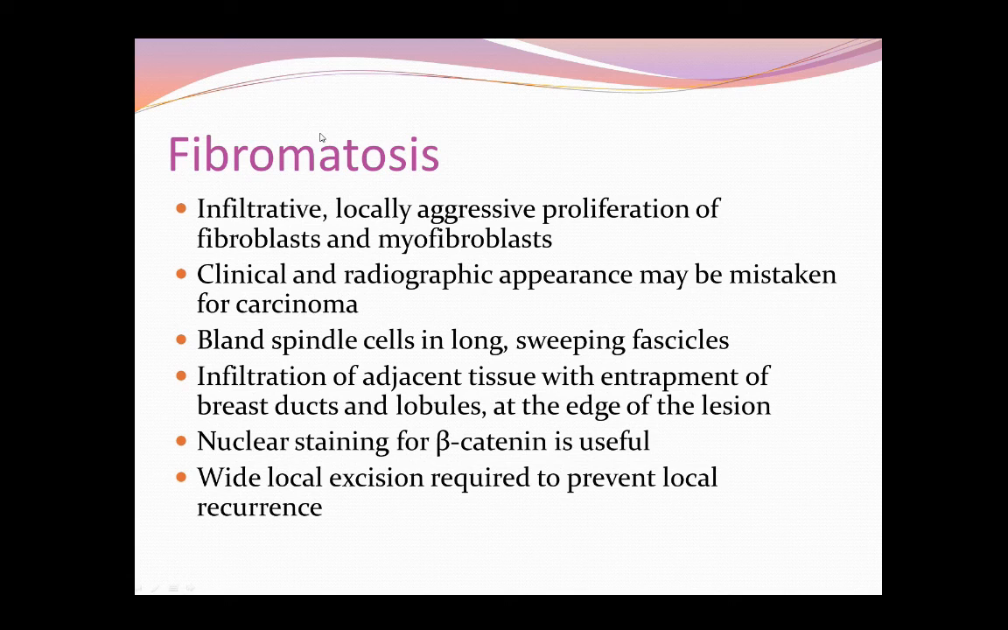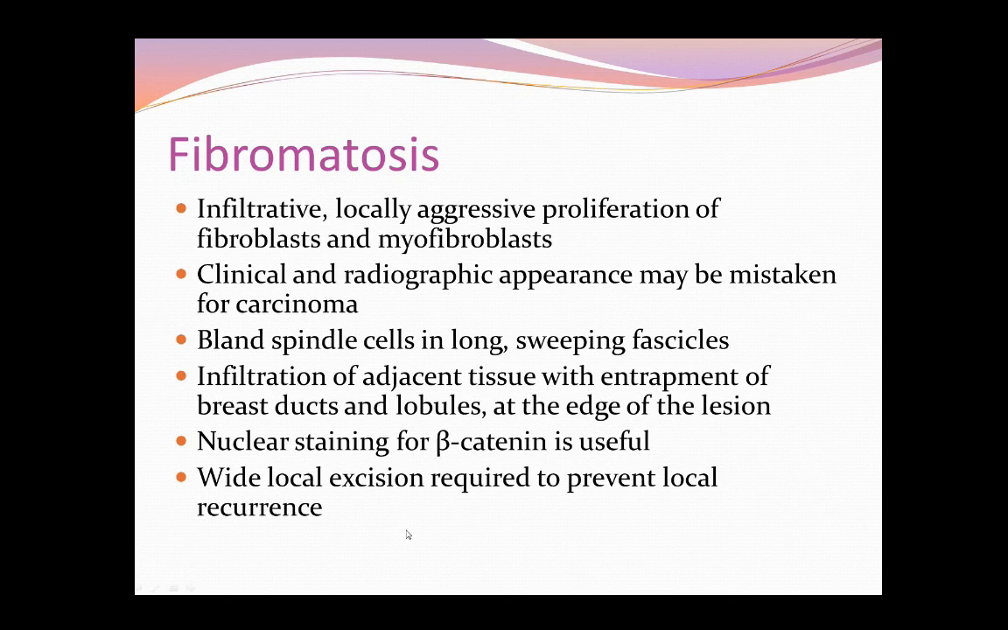Going on to fibromatosis, there are two types of fibromatosis in the breast. There is a primary mammary type and the usual garden variety that occurs at any other body site, like a musculoaponeurotic fibromatosis that secondarily involves the breast. And it's an infiltrative lesion, it's locally aggressive, and it's a proliferation of fibroblasts and myofibroblasts. Since it's so infiltrative, clinically and radiographically it may be mistaken for carcinoma because it's a gray-white firm stellate lesion.